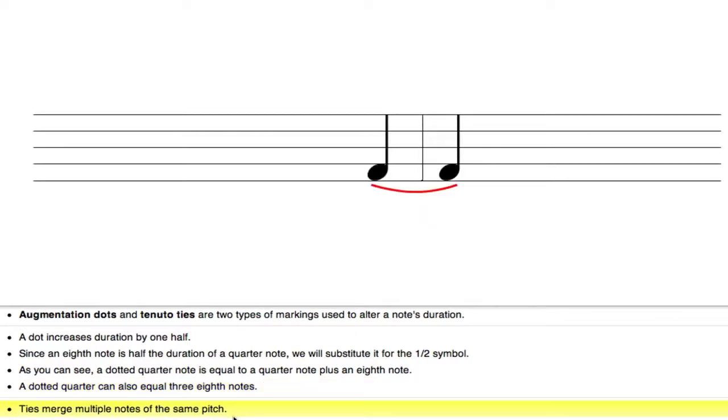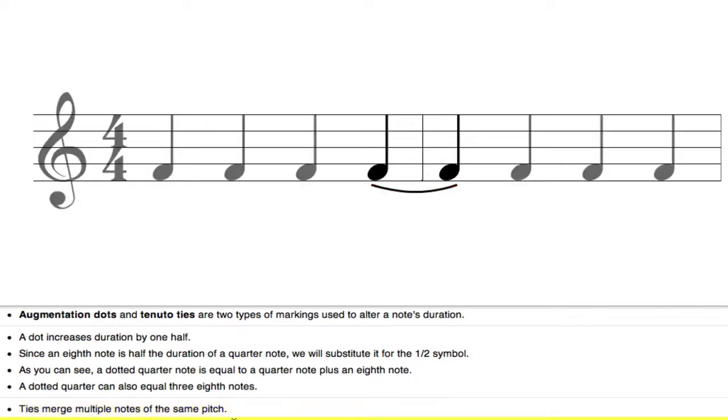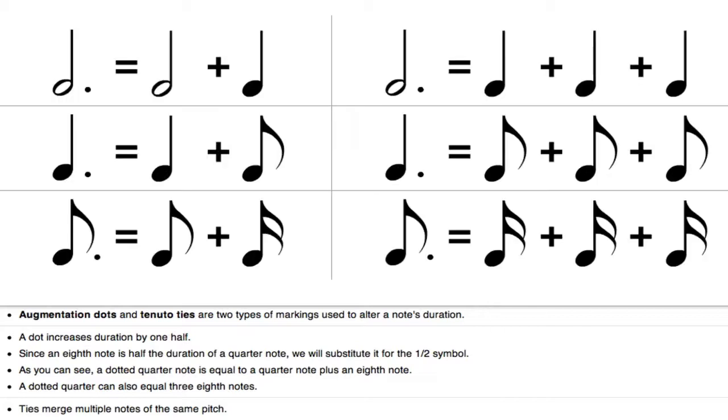Ties merge multiple notes at the same pitch. They are used to let the duration of a note travel across barriers, such as the measure line in this example. The 4th and 5th notes are now combined. If the measure line were not there, we would have written a half note instead. Use this chart for reference to augmentation dots.